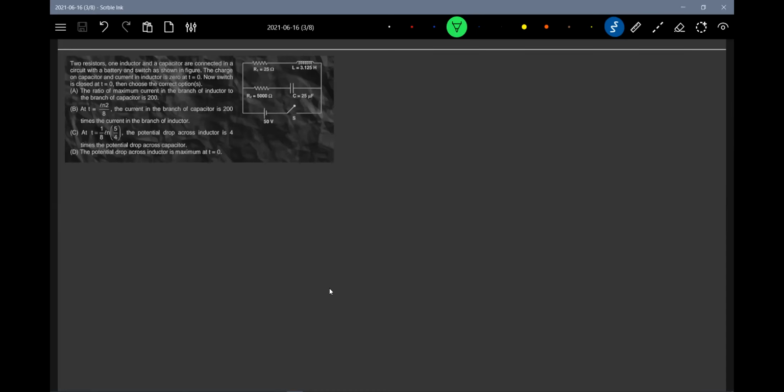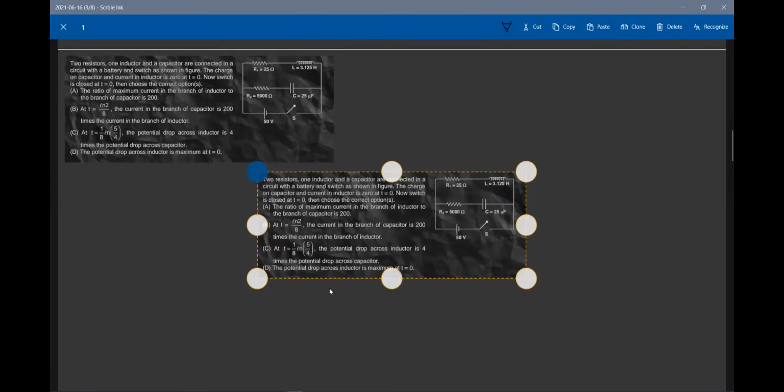Each one by one, option by option. So what is the expression for current in individual branches? We will see.